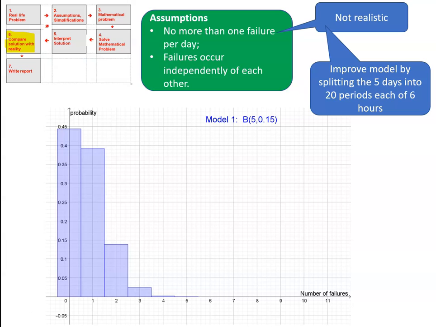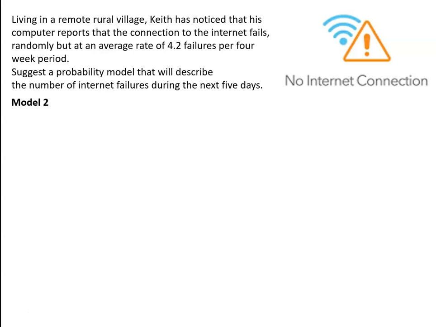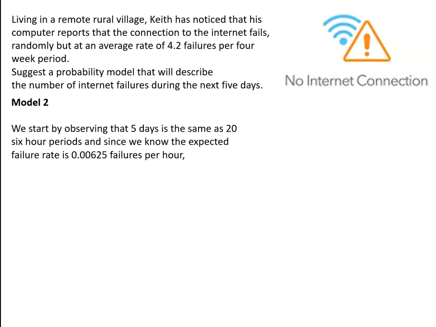So the way we're going to get over that problem is we're going to split the 5 days into 20 periods each of 6 hours. So we've got 5 days is the same as 20 6-hour periods, and hence we know that the expected failure rate is 0.00625 failures per hour. In 6 hours we would expect 6 times 0.00625, in other words 0.0375 failures in each 6-hour period.